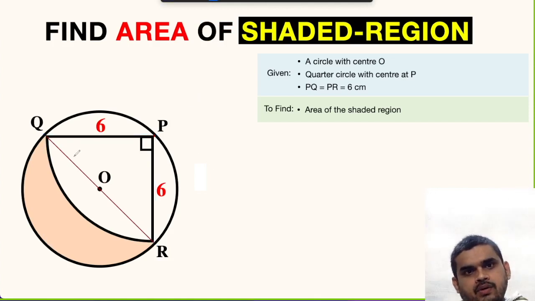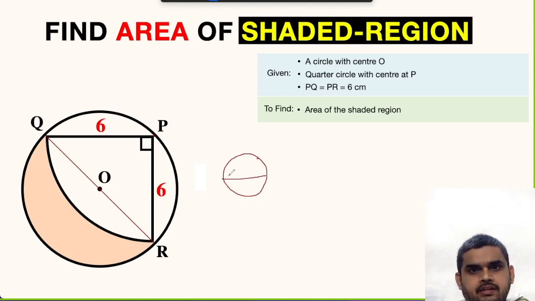Now you may ask why this line QR is passing through point O, the center of the circle. The answer is that there is a theorem which says that if this is the diameter of the circle, then the angle subtended by it on its circumference is always 90 degrees. We can take the reverse of it: if the angle subtended on the circumference by a chord is 90 degrees, then this chord must be the diameter. That is the reason why QR passes through point O, the center of the circle.